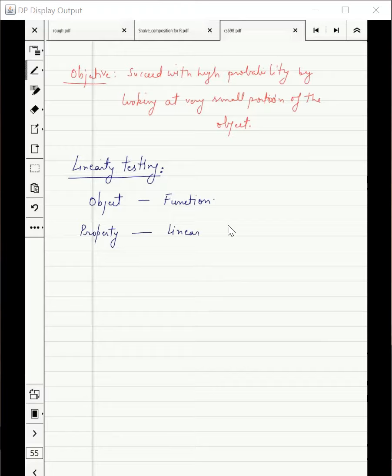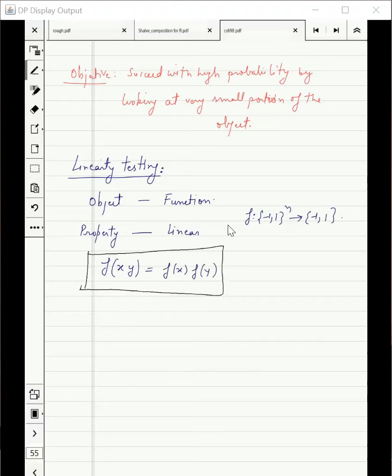f of x plus y is equal to f of x plus f of y. Right. But now we're in the domain of minus 1, 1 to the power n to minus 1, 1. So that will be equivalent to, what is addition in this domain? Pointwise... Sorry? Multiplication. Yes. f of xy equals f of x times f of y. Right. Correct.